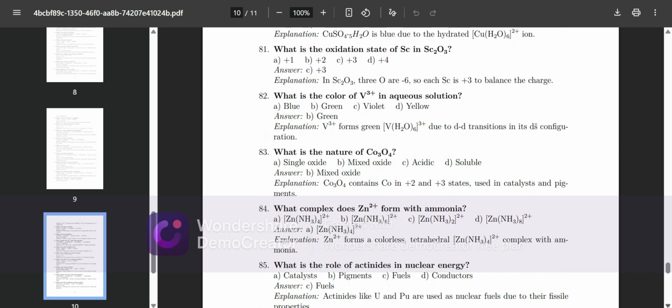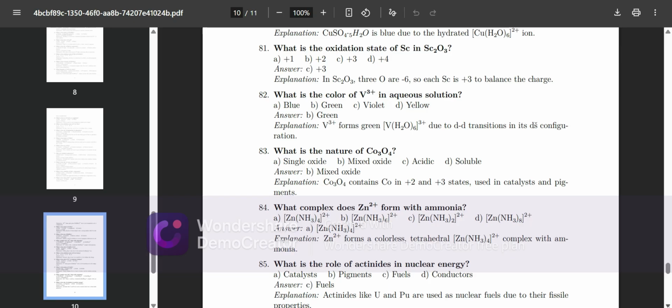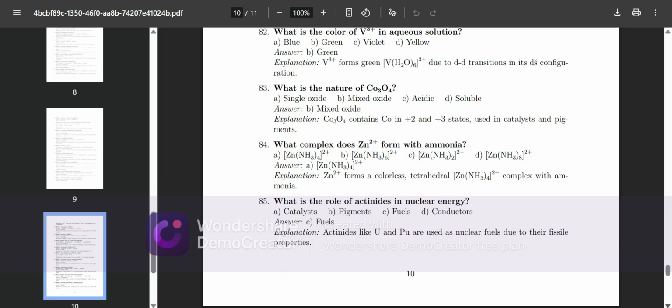What is the color of V3+ in aqueous solution? V3+ forms green [V(H2O)6]3+ due to d-d transition in its d2 configuration. What is the nature of Co3O4 mixed oxide? Co3O4 contains Co in plus 2 and plus 3 states, used in catalysts and pigments.